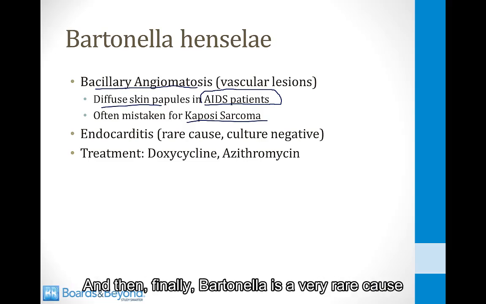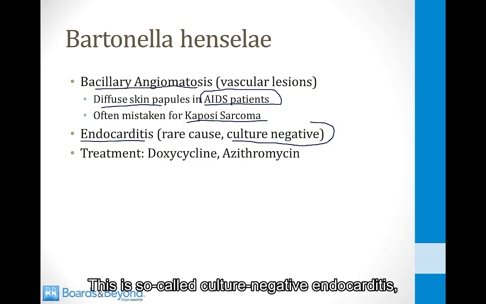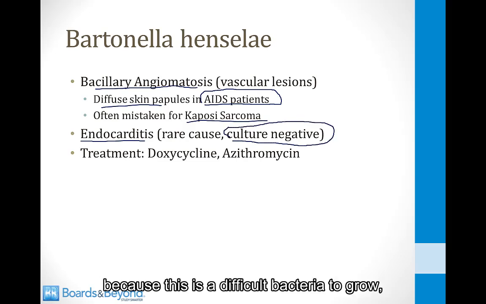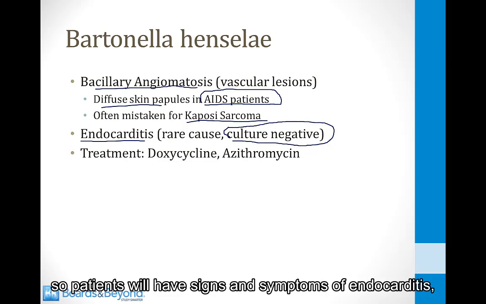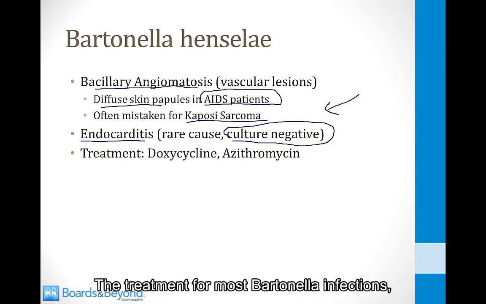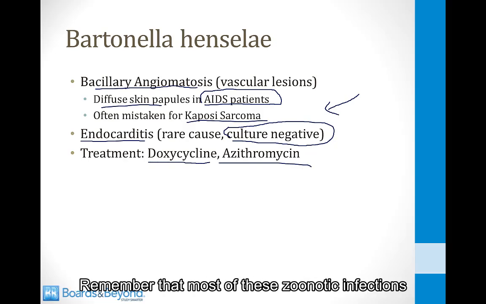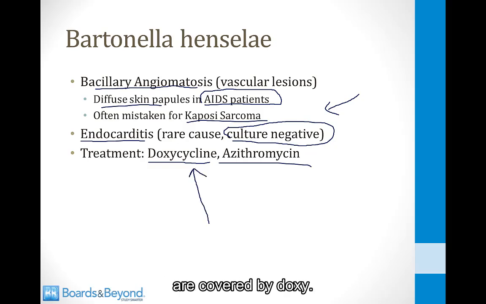And then finally, Bartonella is a very rare cause of endocarditis. This is so-called culture-negative endocarditis, because this is a difficult bacteria to grow, so patients will have signs and symptoms of endocarditis, but the blood cultures will appear to be sterile. And the treatment for most Bartonella infections, especially cat scratch fever, is doxycycline, as I said, and also erythromycin. Remember that most of these zoonotic infections are covered by doxy.